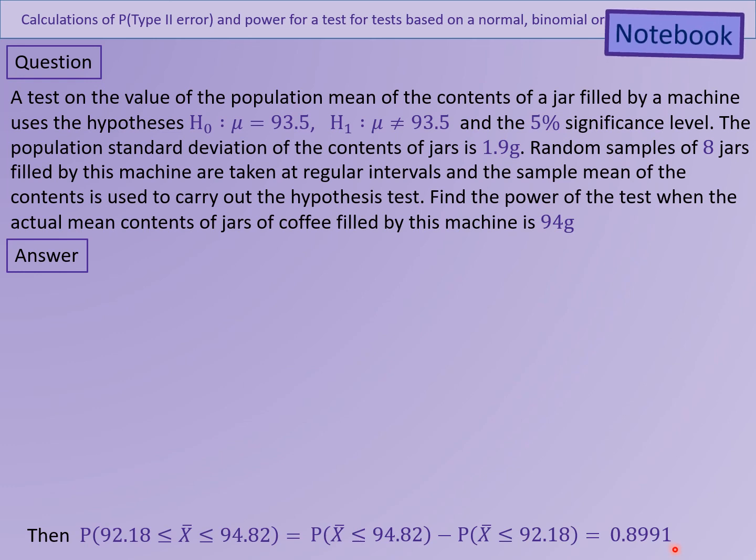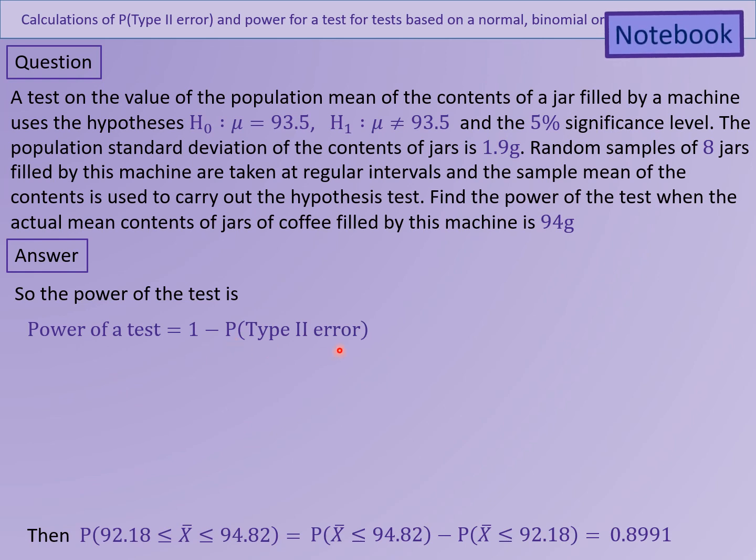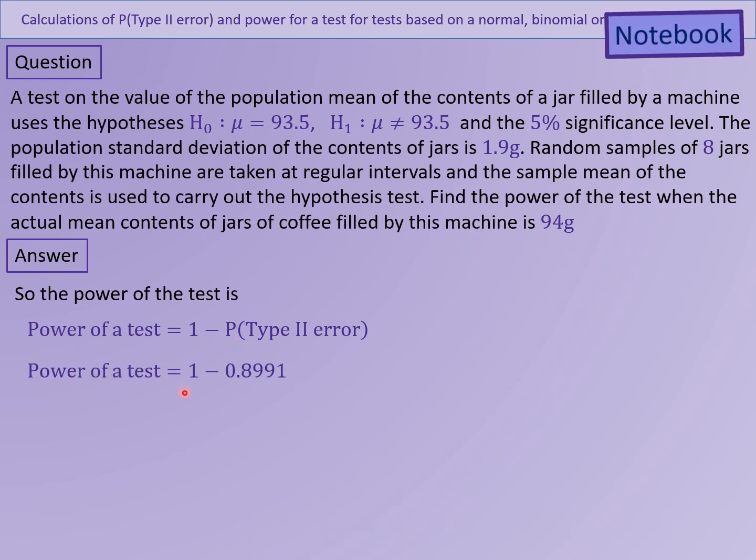So what about the power of the test? To get the power of the test, you do 1 minus the probability of making a type 2 error. So it's going to be 1 minus that 0.8991. So the power of the test is 0.101.